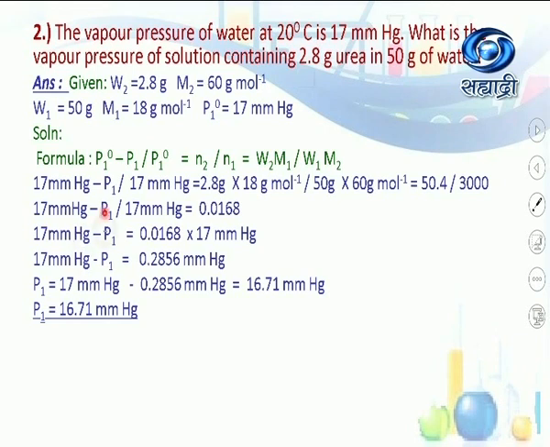So 17 mmHg minus P1, transfer this term to the RHS. This term is transferred to the RHS. So 0.0168 into 17 mmHg.